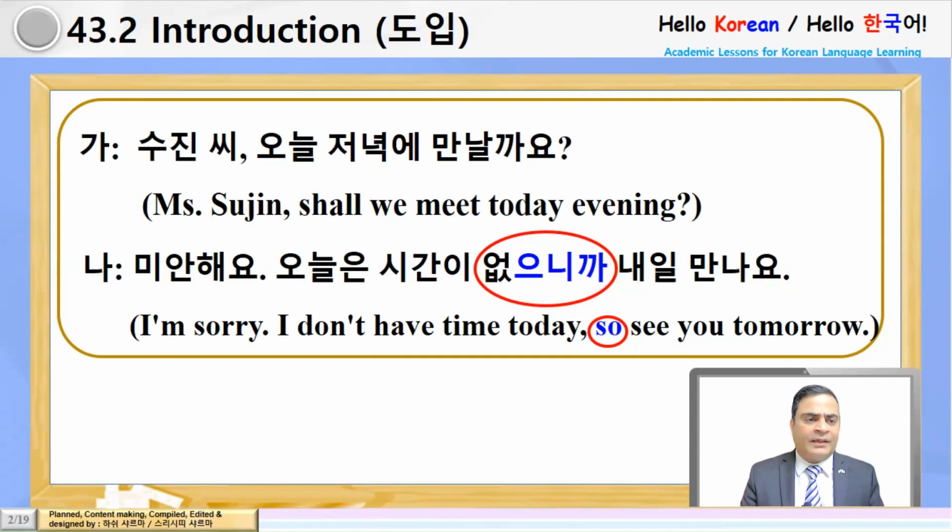See this conversation between Kha and Na. Kha: 수진 씨, 오늘 저녁에 만날까요? Miss Sujin, shall we meet this evening? Then Sujin replied, 미안해요. 오늘은 시간이 없으니까 내일 만나요. So in this second sentence in the red circle, we can see this grammar -(으)니까, which is attached with 없다. And if we see the English sentence, the similar meaning is coming. So again, 미안해요. 오늘은 시간이 없으니까 내일 만나요. So you can see how it is used to express the reason.